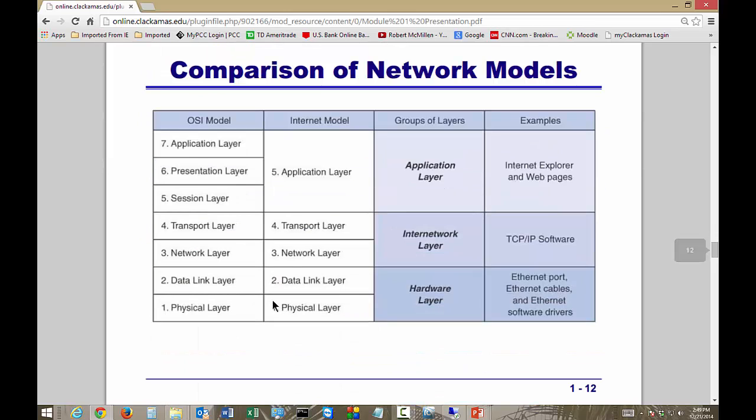So there's a comparison between the OSI model and the Internet model, which was developed by DARPA. In the OSI model you see all the different 7 layers, and in the Internet model, the first 3 layers are all tied up in the application layer. Then it goes down to the transport, and everything else is the same after that. So you can have groups of layers. Sometimes we call out the application layer, which really refers to the first 3 layers of the OSI model. The internetwork layer we refer to as the transport and network layer, and the hardware layer we refer to as the data link and physical. And here are some examples.